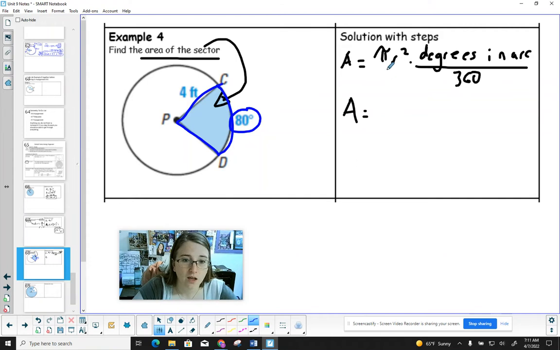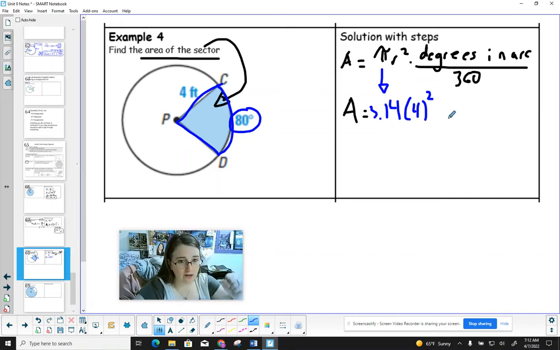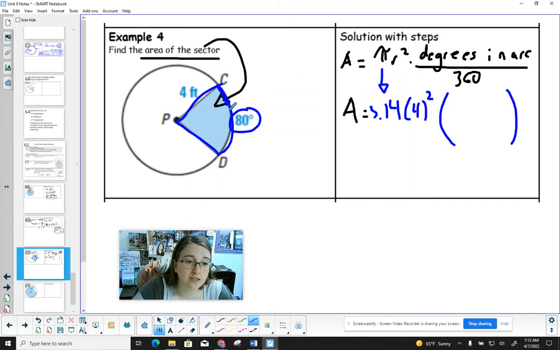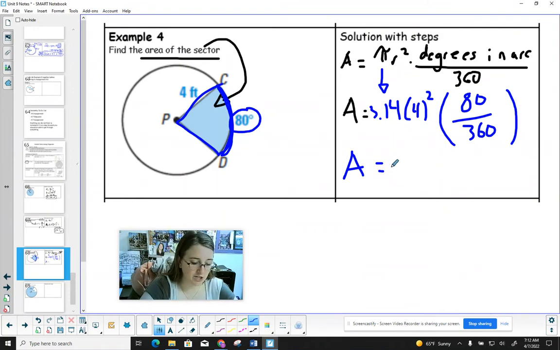So let's go ahead and plug in. Pi is again 3.14. What is the radius in the picture? That's the 4 feet. Radius is always center to edge of the circle. Careful not to forget to square it, otherwise you'll get the wrong answer. Multiplied by the degrees in the arc that I'm talking about, my pizza slice, which is 80 out of 360. So take a second, make sure you can plug this whole thing in the calculator. This is going to give us how much area we have of just this little pizza slice.